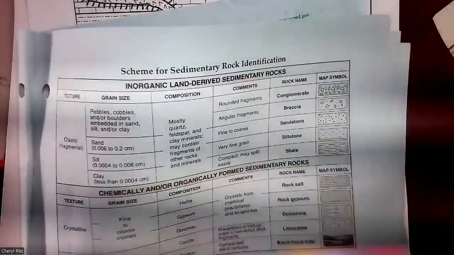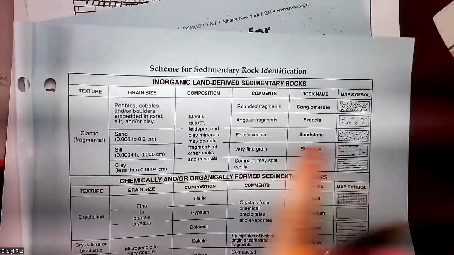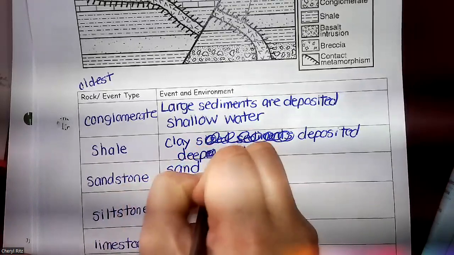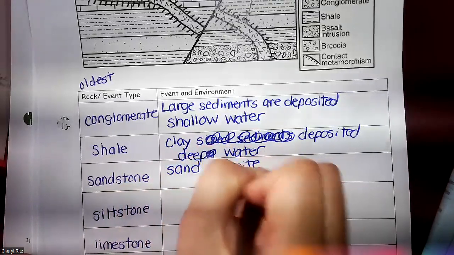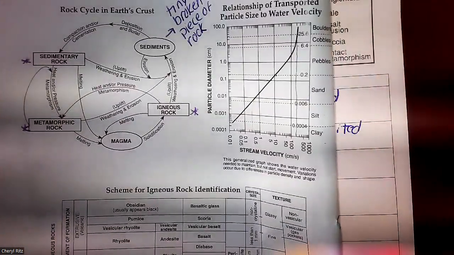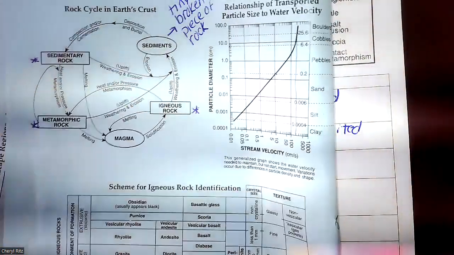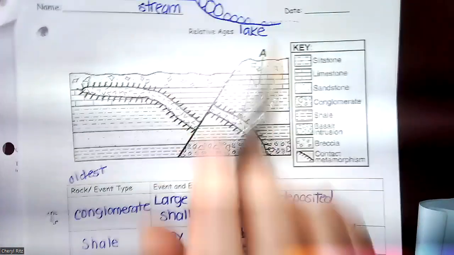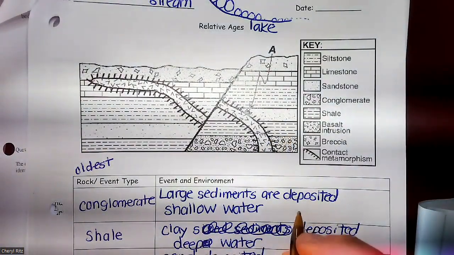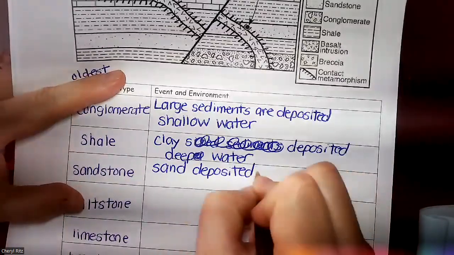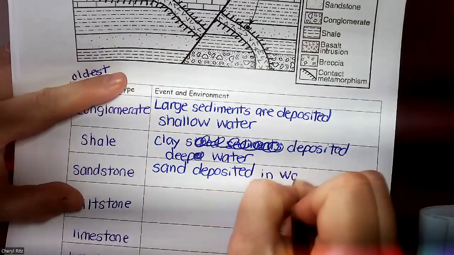So we're going to do sandstone. What is sandstone made out of? Sand. So we can say again, sand deposited. And what is sand, size-wise? It's here in the middle. It would be these middle dots. Would you call that shallow or deep, or can't you name it? It's in between. So for the middle ones, we actually just say deposited in water.